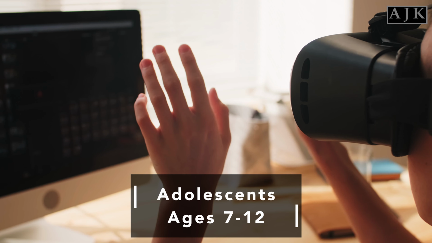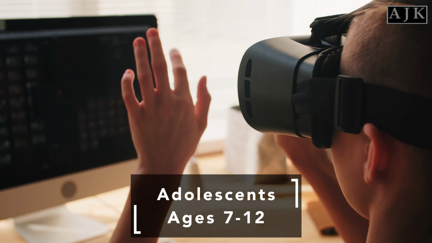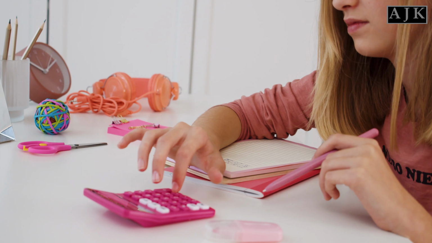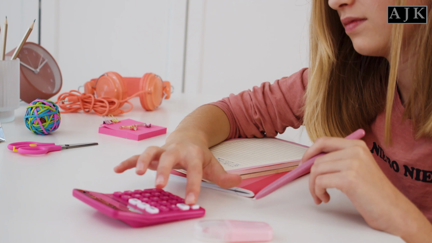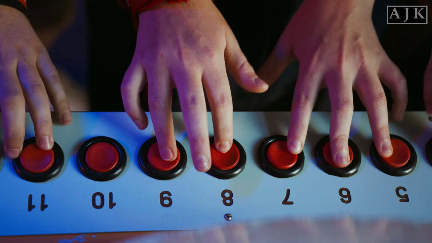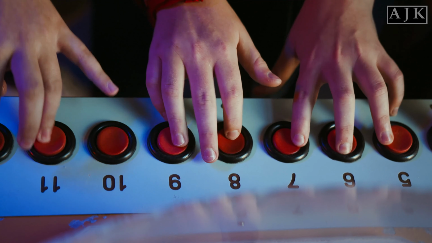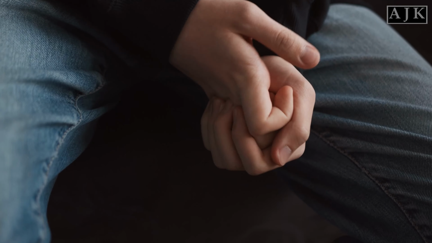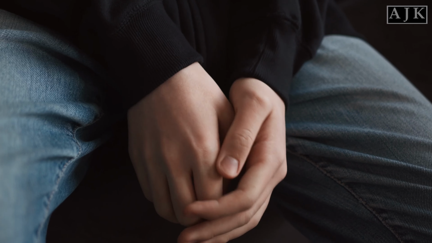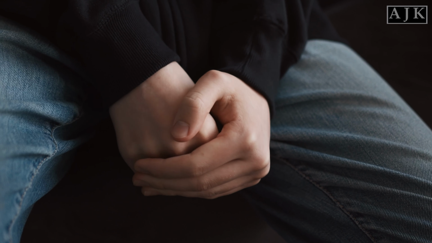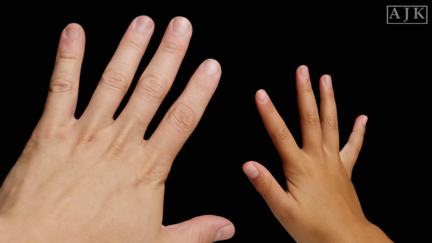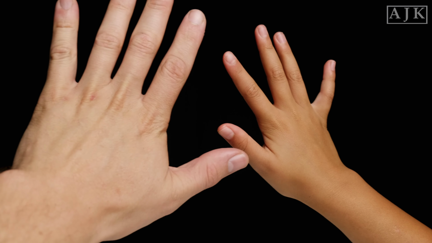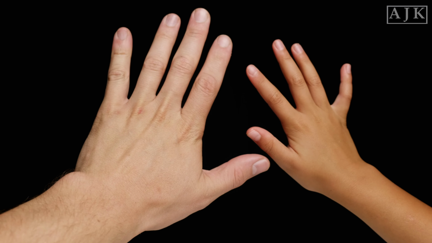Now moving on to adolescent hands, ages 7 to 12. The hands are growing rapidly. The hands become longer and more slender, as do the fingers. The fingers are more defined, and the knuckles and bones of the hand become more prominent. The skin is smooth, but starting to show more texture around the knuckles. The fingernails are more developed, and now they resemble adult fingernails in their shape and proportion to the rest of the hand.